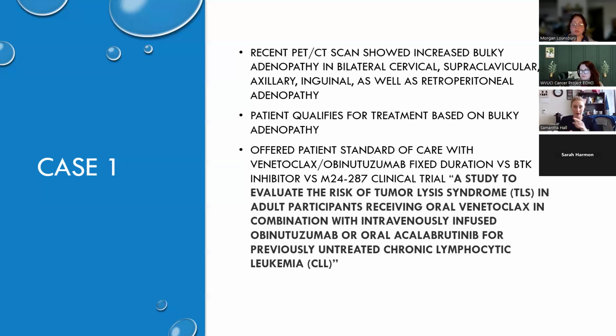So the name of the trial there is the M24-287. It's a study to evaluate the risk of tumor lysis syndrome in adult patients receiving oral venetoclax in combination with IV obinutuzumab or oral acalabrutinib for previously treated CLL. Next.